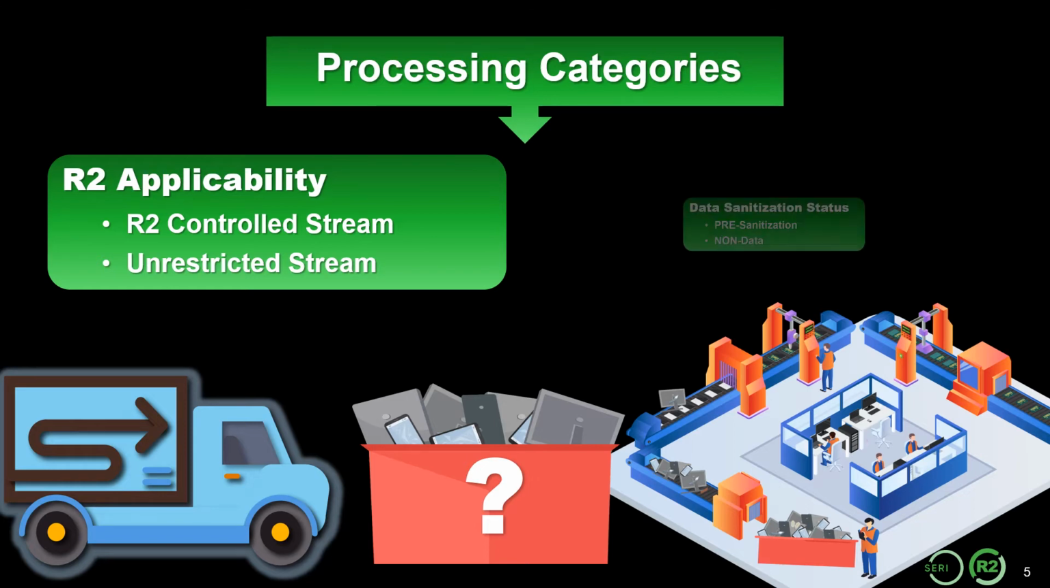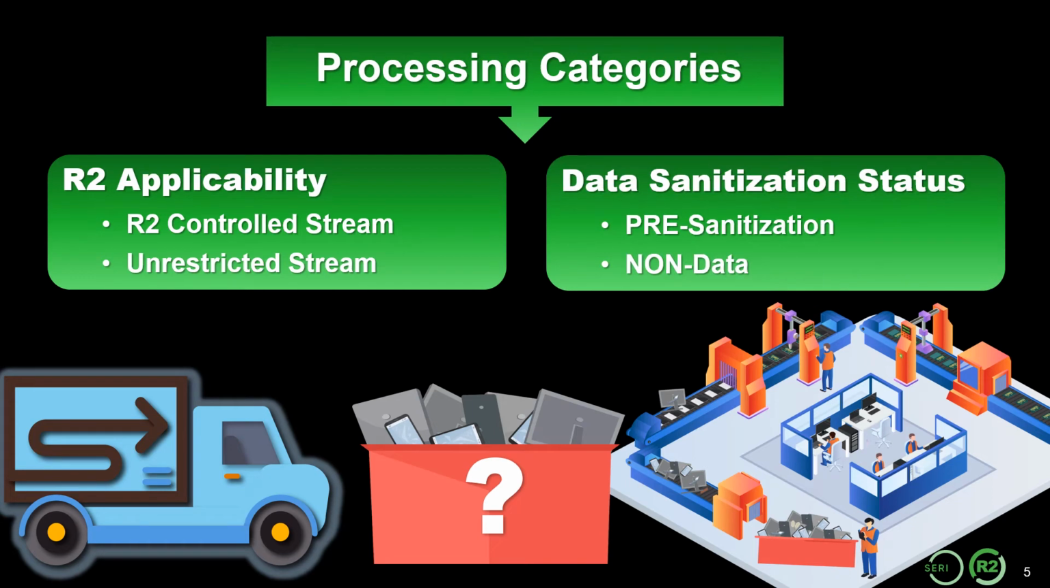Based on this determination, all items or materials must be categorized as either an R2 controlled stream or an unrestricted stream. The second processing category that must be determined is data sanitization status. Equipment and components must be categorized as either pre-sanitization or non-data. The default assumption for all incoming equipment, components, and materials is that items are an R2 controlled stream and pre-sanitized until proven otherwise. It's the responsibility of the R2 facility to determine the actual status through the sorting and categorization process.